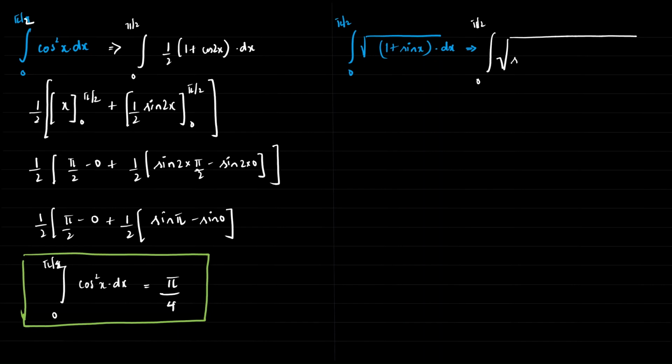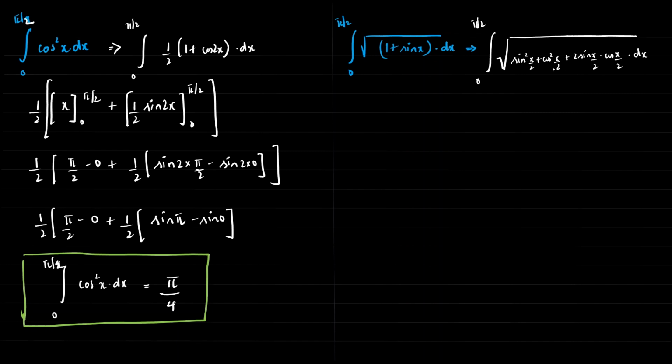1 can be expressed as sine square x over 2 plus cos square x over 2, and sine x can be expressed as 2 sine x over 2 multiplied by cos x over 2. We are using the double angle or the half angle formula. Both are one and the same, with respect to dx.